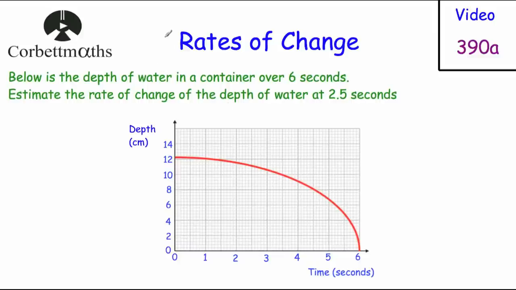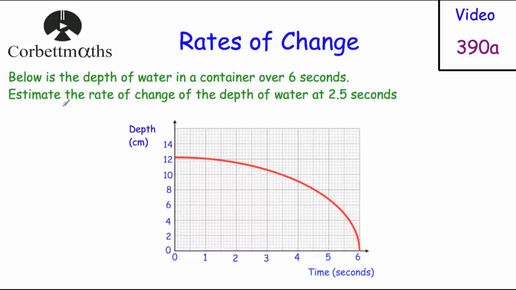Okay, let's have a look at our next topic. So our next topic is rates of change, and that's video 390A on Corbettmaths. So here we've got a question that says, below is the depth of water in a container over 6 seconds. So at 0 seconds, the depth is just over 12 centimetres. At 1 second, it looks like it's about 12 centimetres. At 2 seconds, it's just above 11 centimetres and so on. And actually at 6 seconds, it's empty. The depth of the water at 6 seconds is 0.